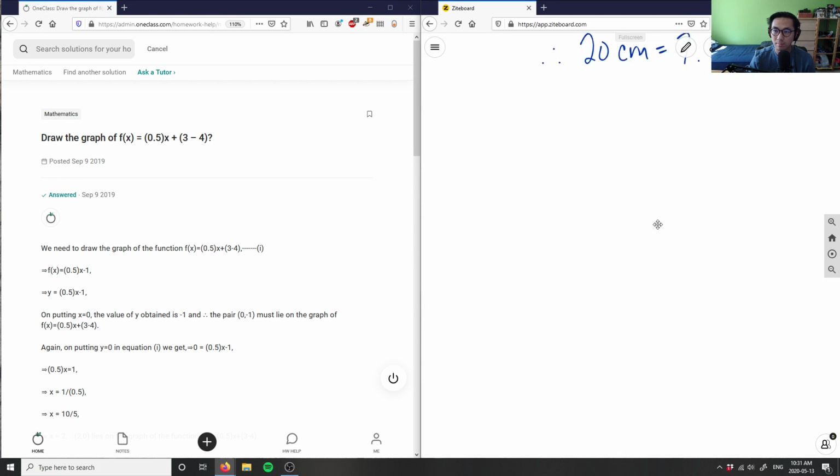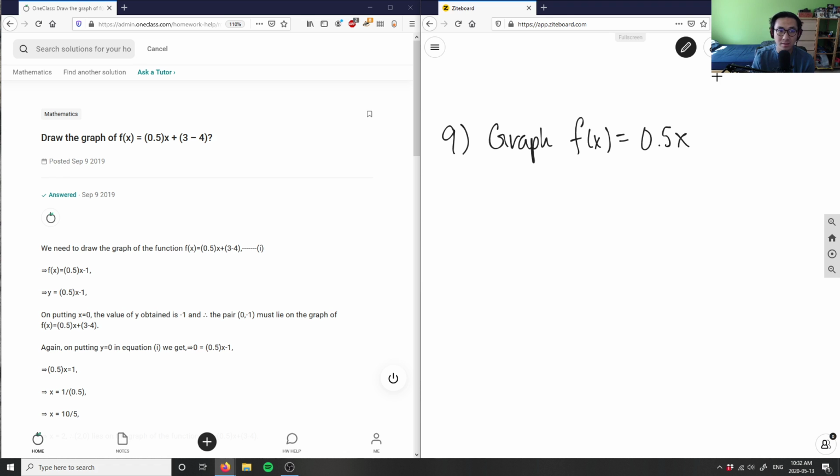Number 9. 3 more questions for the day. So just above our halfway point here. Question 9. It's asking us, draw the graph of f of x equals 0.5x plus 3 minus 4. Okay. So I'm going to say graph f of x equals 0.5 times x plus 3 minus 4.